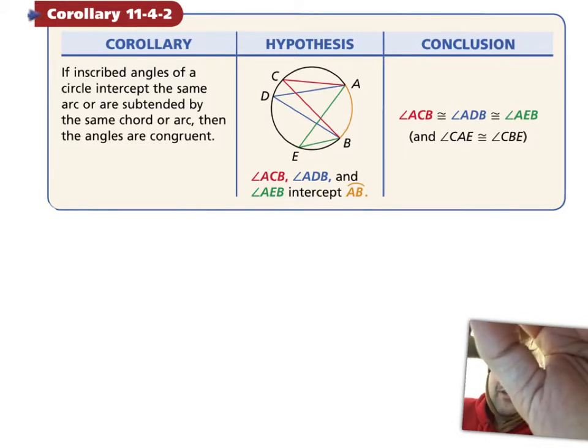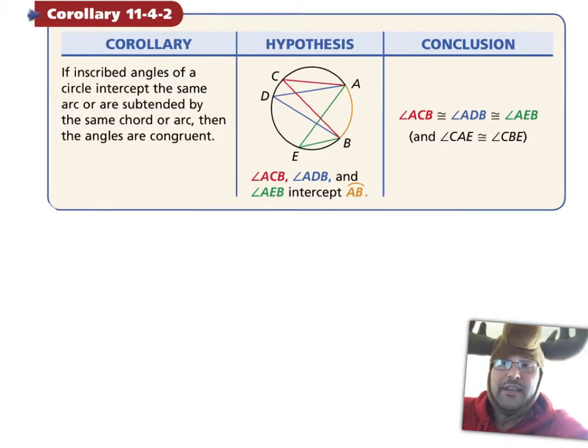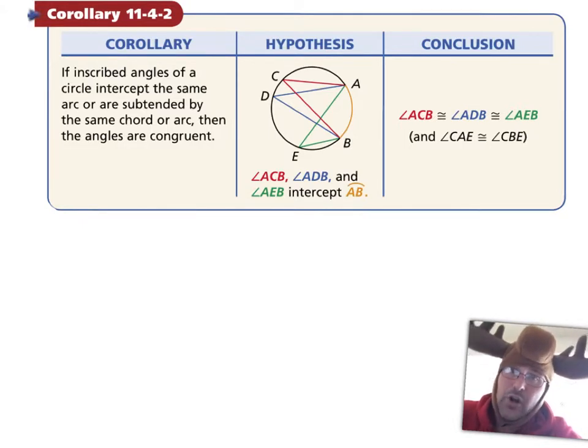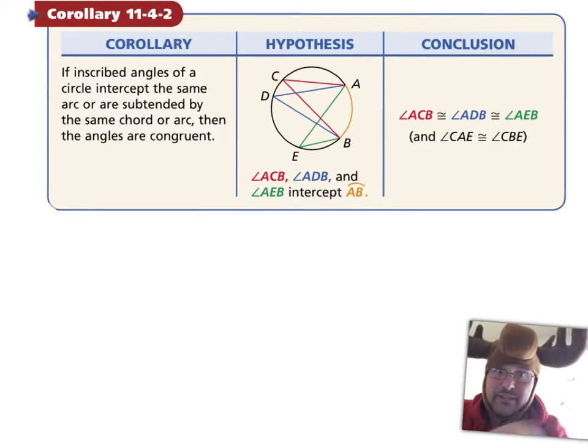The inscribed angles ACB, ADB, and AEB all give me the same arc. Because they intercept the same arc, or are subtended by the same chord or arc, the angles are congruent. Basically, in easy terms, if you have an arc that is shared by 3 different inscribed angles, those angles are also congruent. That's what it says.